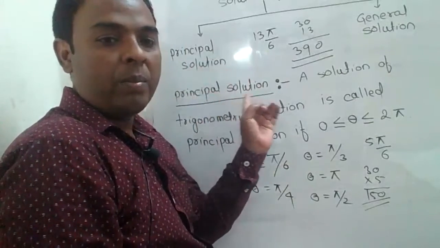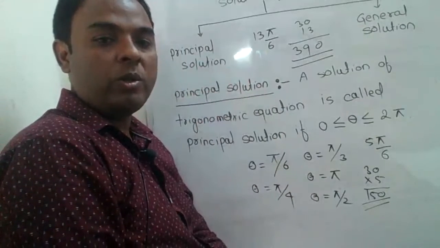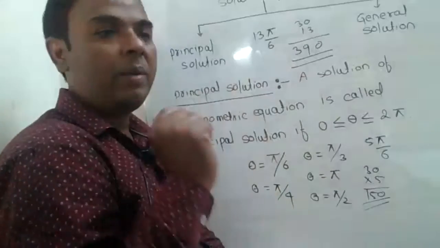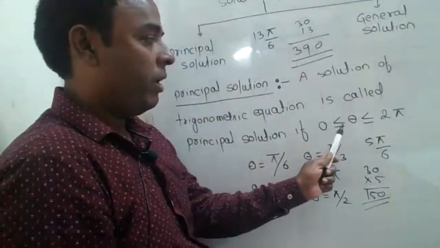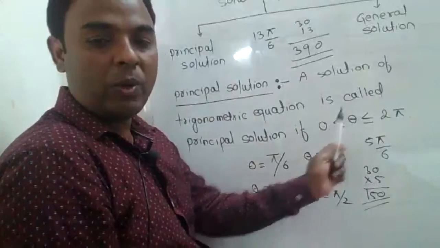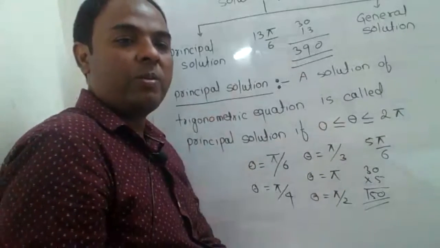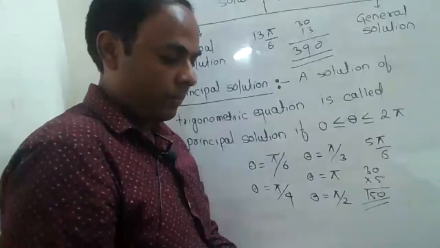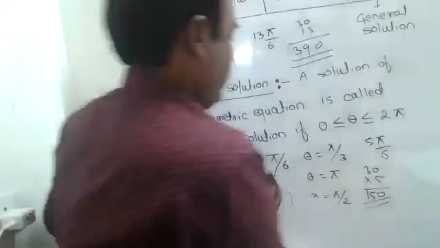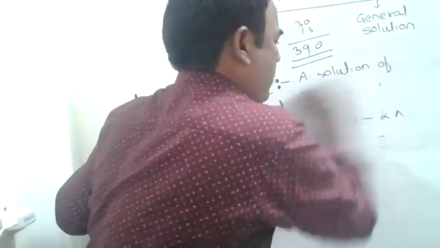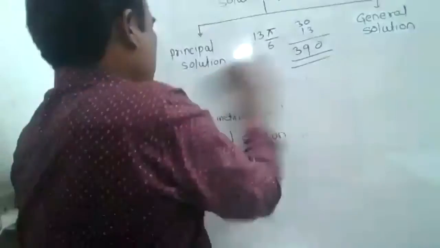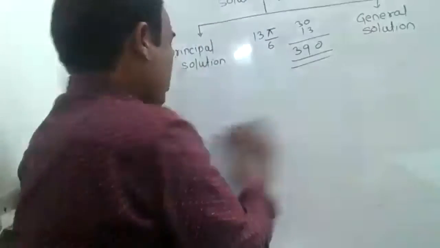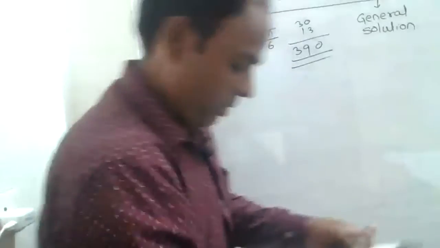ठीक है ना? What is the principal solution? A solution of a trigonometric equation is called a principal solution if theta lies in between 0 and 2 pi. So that is called a principal solution. Now some examples. Let me give you some examples of how to find the principal solution.